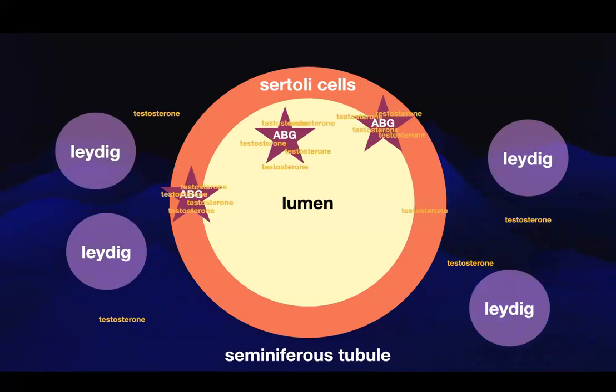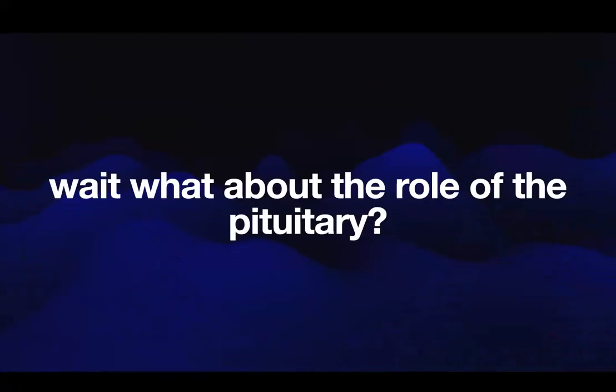And that's how we concentrate testosterone within the seminiferous tubules, and that's how we have sperm production. So that's all good. But as I'm sure you are very familiar by now, one of the very crucial aspects of the endocrine system in general is the pituitary. There's this higher level of control. So the big question is, what's the role of the pituitary in all of this?